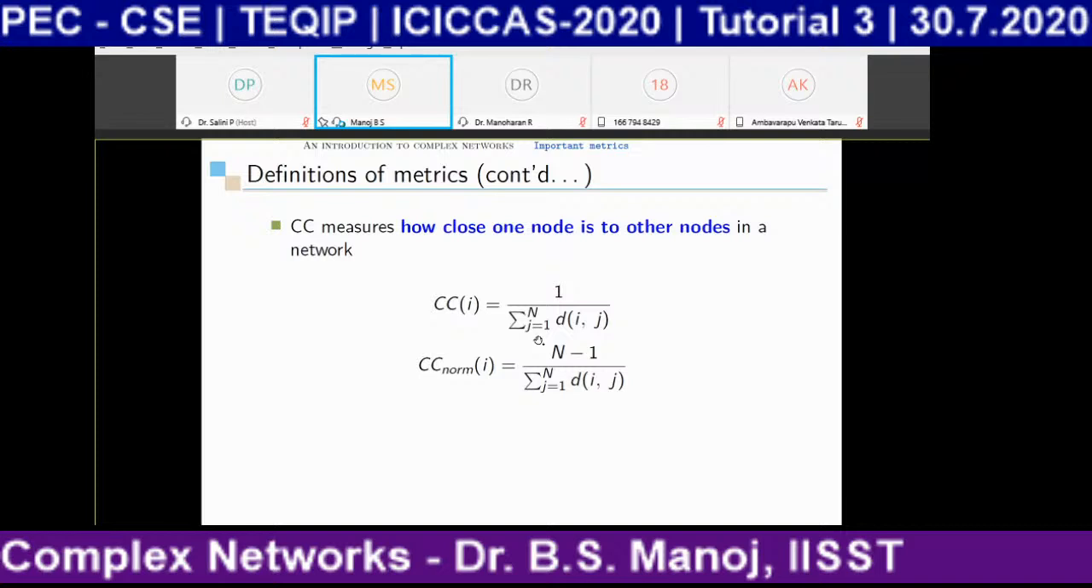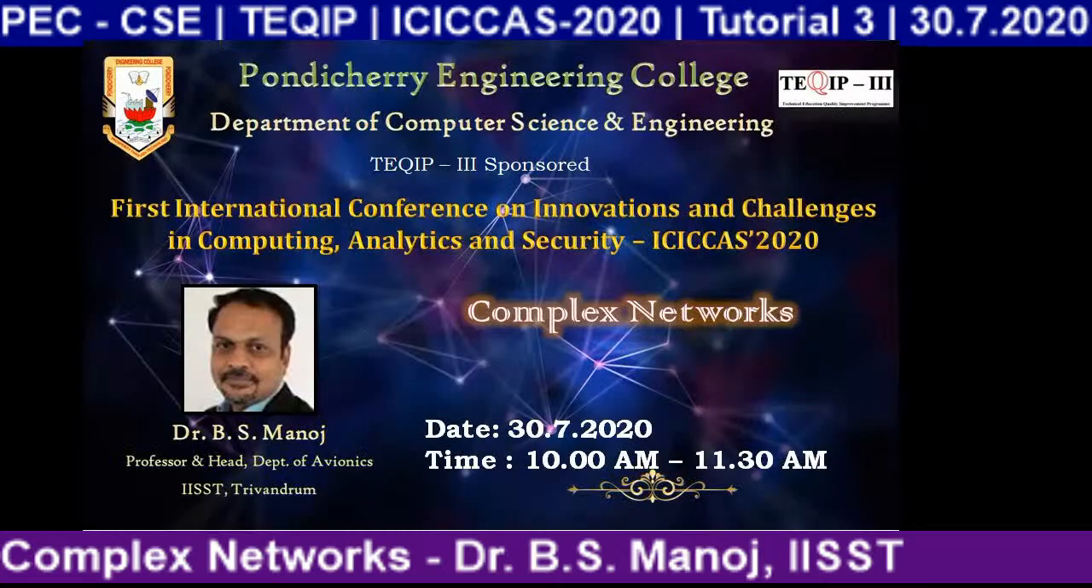So this is nothing but the summation of the shortest paths from that node to every other node in the network, inverted. So if you shorten the shortest path distances from a given node, this quantity CC will become higher. So the higher the CC value, the closer a given node is to every other node in the network. The second expression here is the normalized expression, where n minus 1 is used to normalize this particular summation.